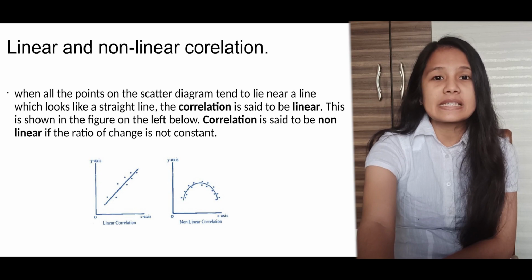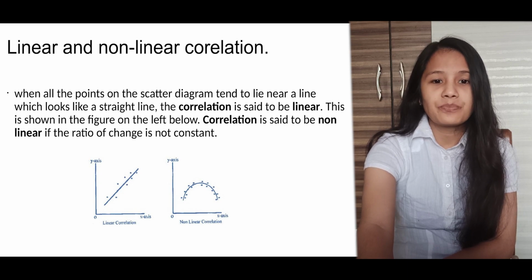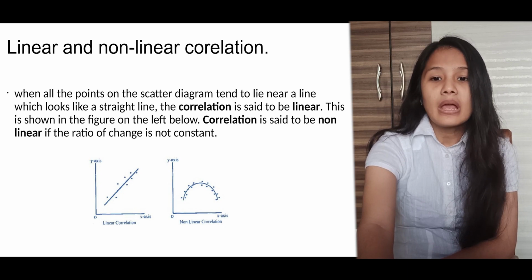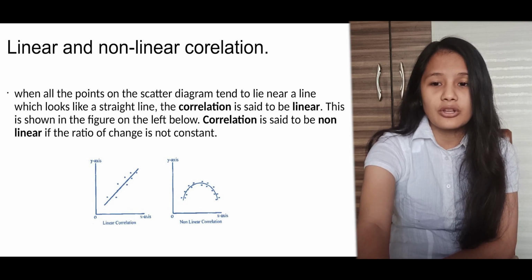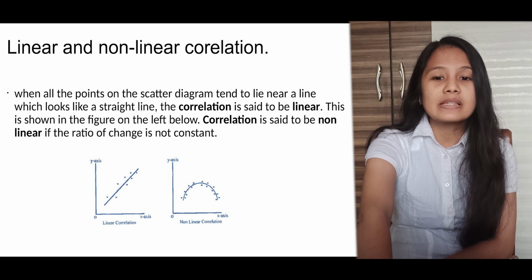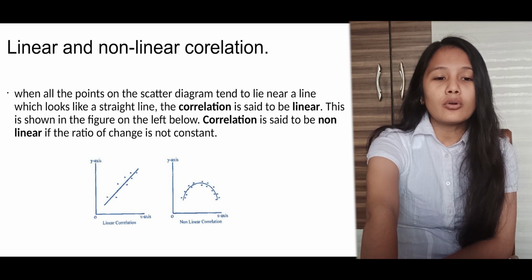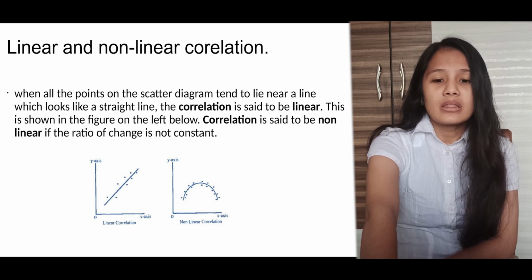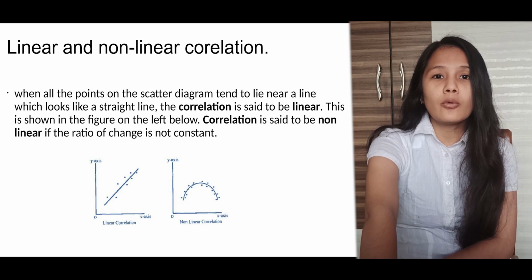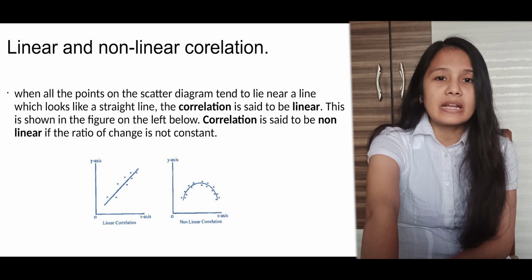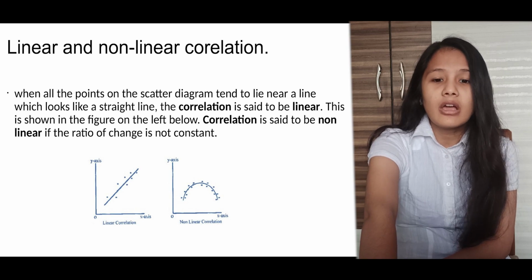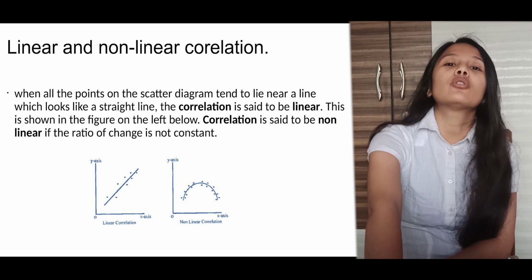When all the points of the scatter diagram tend to lie near a line which looks like a straight line, as you can see in the two diagrams, the correlation is said to be linear. Means the graph which has a straight line is known as linear correlation. This is shown in the figure. Correlation is said to be non-linear if the ratio of change is not constant. Means you can see the other diagram, in that graph there is no straight line. We cannot say it is a linear correlation. It is totally curved, which tells that it is non-linear correlation.